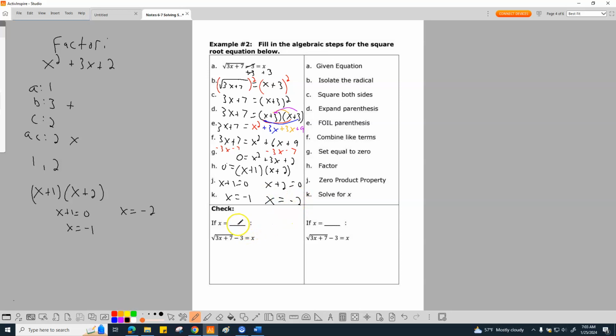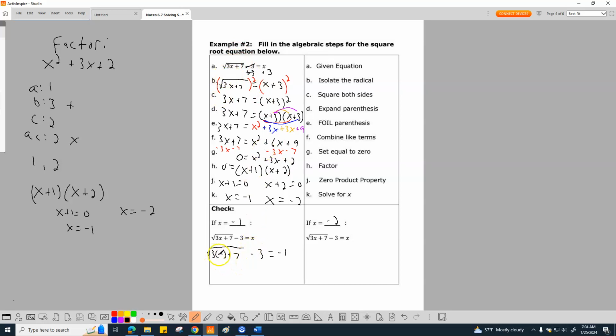And now you got to plug in all of it. So if x equals -1, or if x equals -2, we have to check for this now. So square root of 3 times -1 plus 7, minus 3, does it equal, what's our x? Right there, y'all, our x is -1. And remember, we're using the original equation. You have to go back to the original equation.